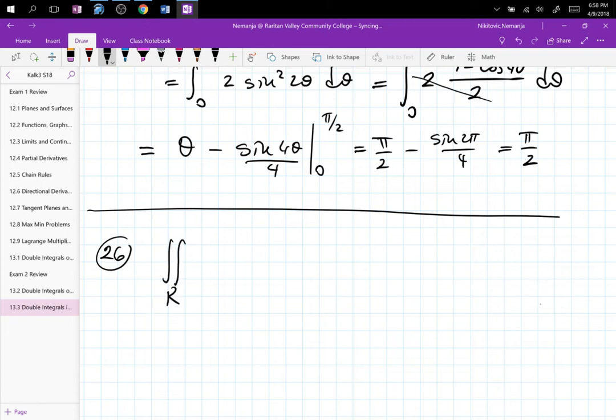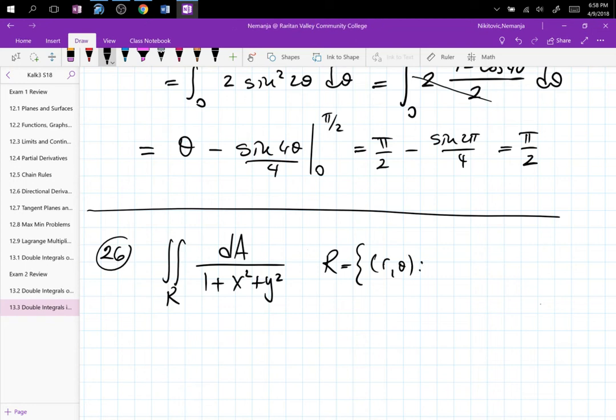We are asked to compute the integral of region R, and then the region R is given as, and they gave us a polar region, which kind of gives it away.